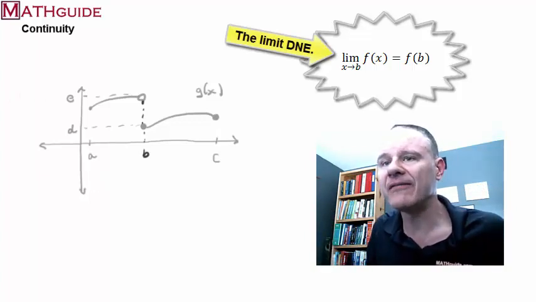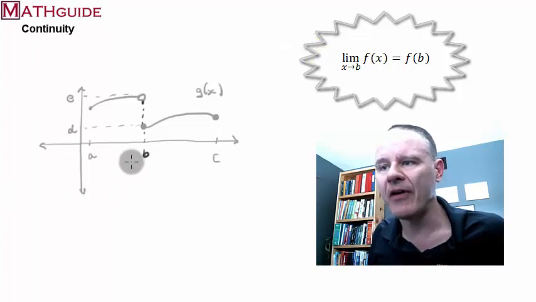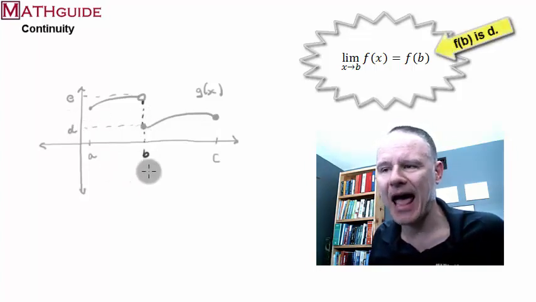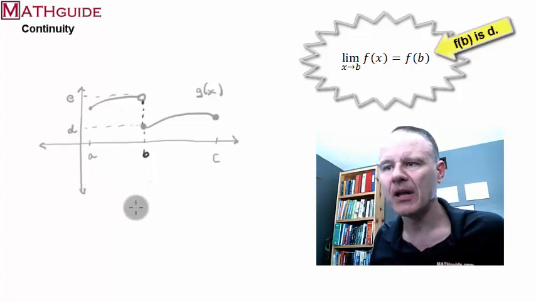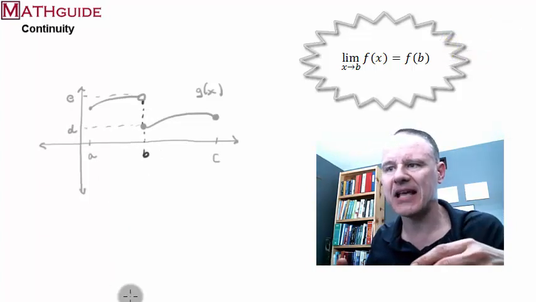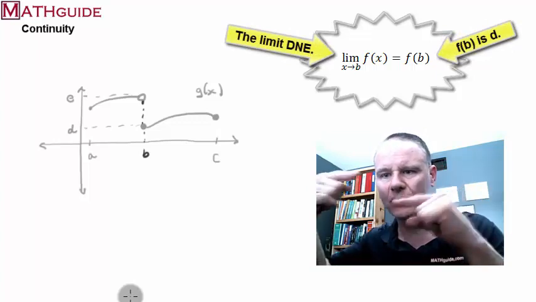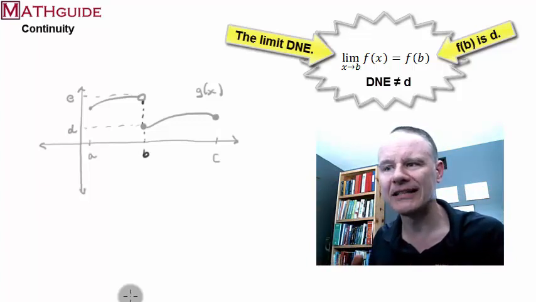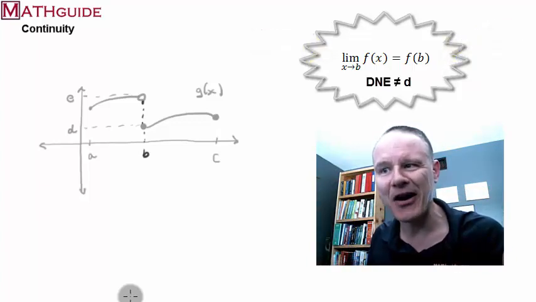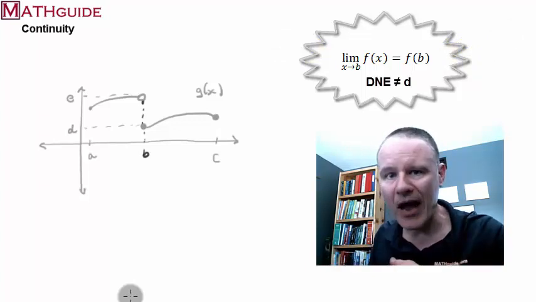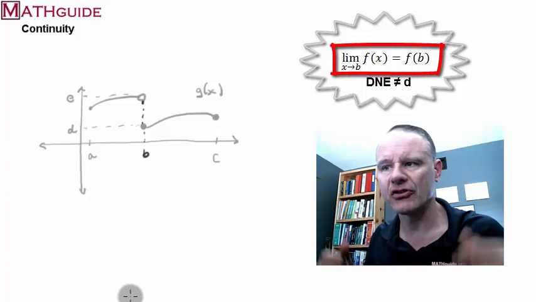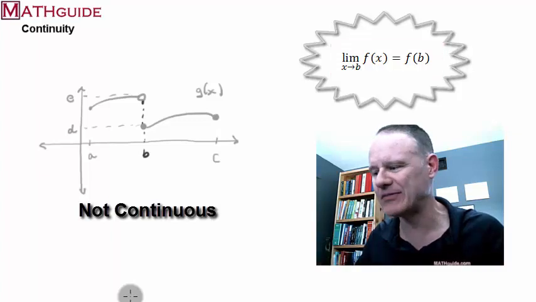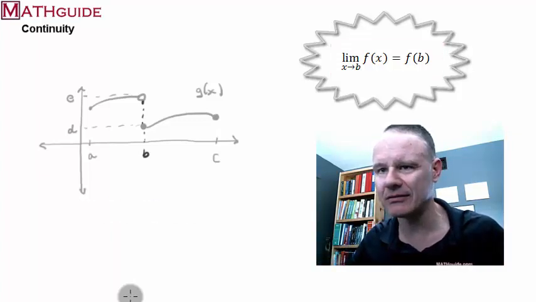Now let's evaluate the function. If you evaluate the function at x equals b, the answer is d. So when x is b, y is d. Now the limit doesn't exist because I'm getting two different values from two different sides, and when I evaluate the function, I get d. If this is a continuous function, the limit and the evaluation are supposed to be the same, and they're not. So therefore, this is also a function that is not continuous, or sometimes it's called a discontinuous curve.